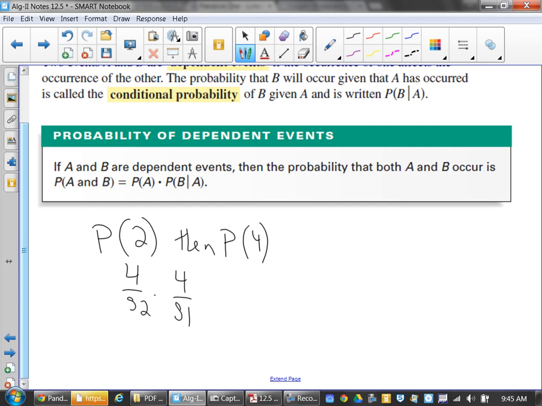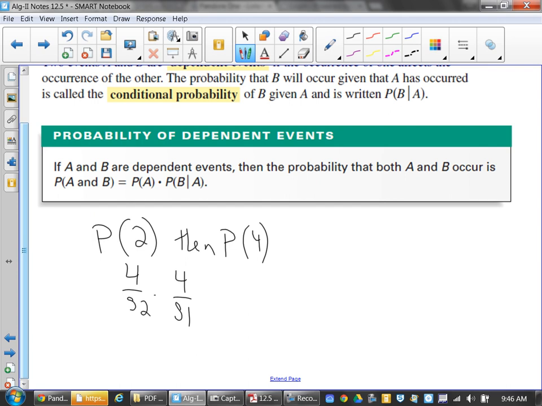Wait, ma'am, when is the one where you add them? The adding ones, a lot of times we dealt with that in section 12.3, where we had at least or at most, when we were doing a lot of counting things. I don't think it was a lot with the probability. I don't remember.